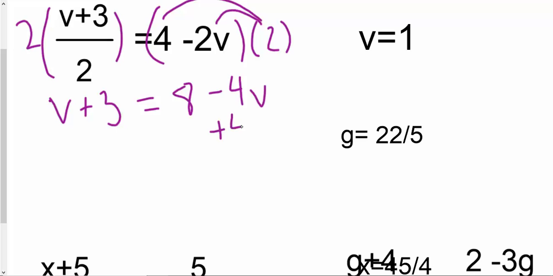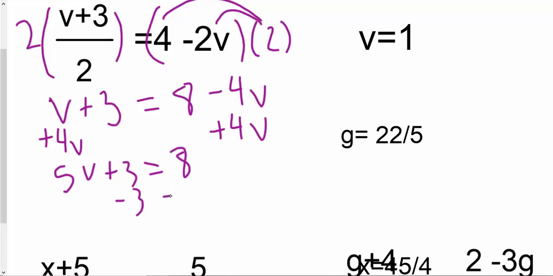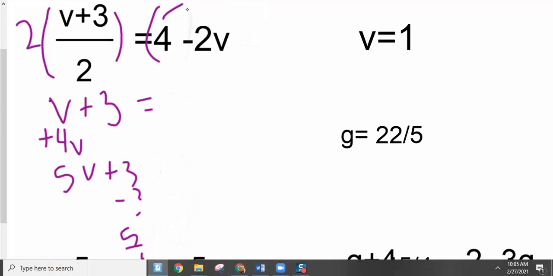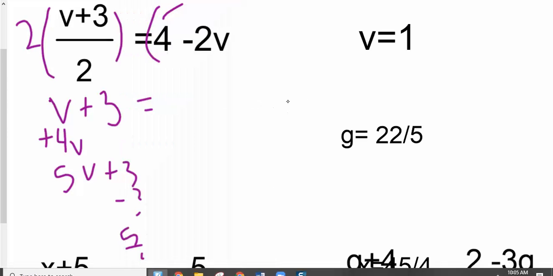We're going to add 4v to both sides because 1 is greater than negative 4. And this is going to get us 5v plus 3 equals 8. Subtract 3 from both sides to get 5v equals 5. And then divide by 5 to get v is equal to 1. Again, we subtracted 3 because that's the opposite operation of adding by 3. And we divided by 5 to get 1v. So we had to divide by 5 because that's the opposite operation.